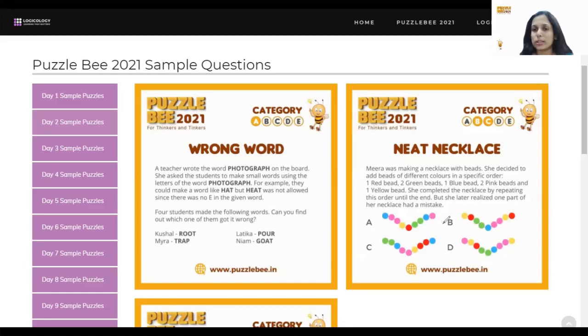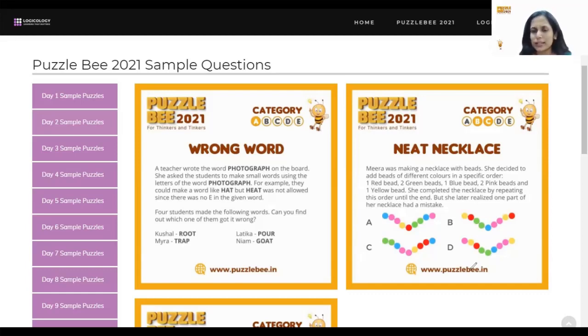Now she completed the necklace by repeating the same order of beads, but later she realized that one part of her necklace had some problem. Okay, so there was something which was not exactly as per the order that she had decided. So we need to find out which of these 4 parts was the incorrect one. There are these 4 parts A, B, C, and D given. We need to find out which one of these was incorrect.